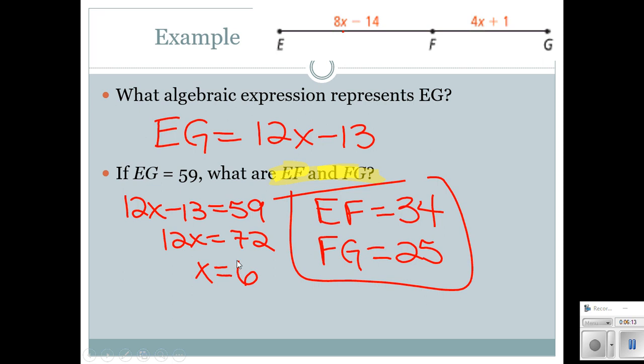So once you get the x, you plug it in here and here to get each line segment. And from here to here, it was given to you, which is 59. So after you find the x, you plug it in to get the line segment measurements.